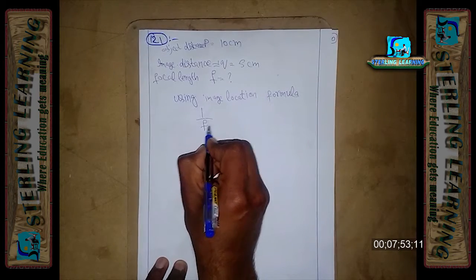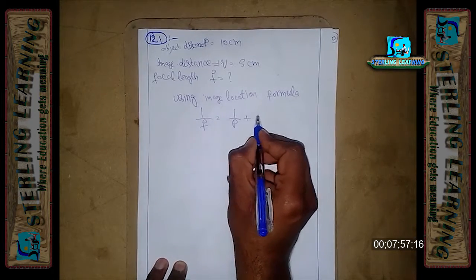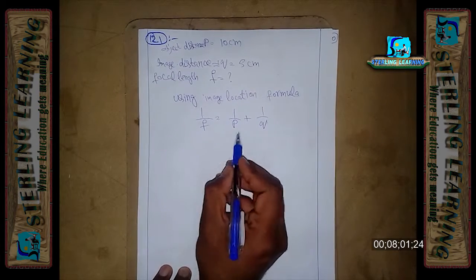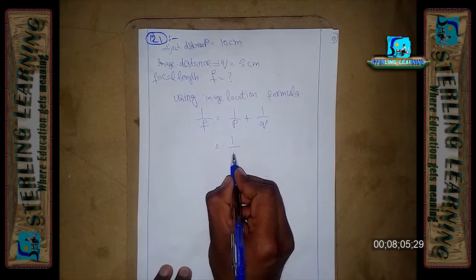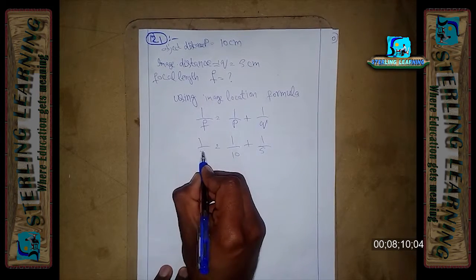One over F is equal to 1 over P plus 1 over Q. This is the formula. We need to know F. We will put P and Q values. 1 over 10 plus 1 over 5 equal to 1 over F.